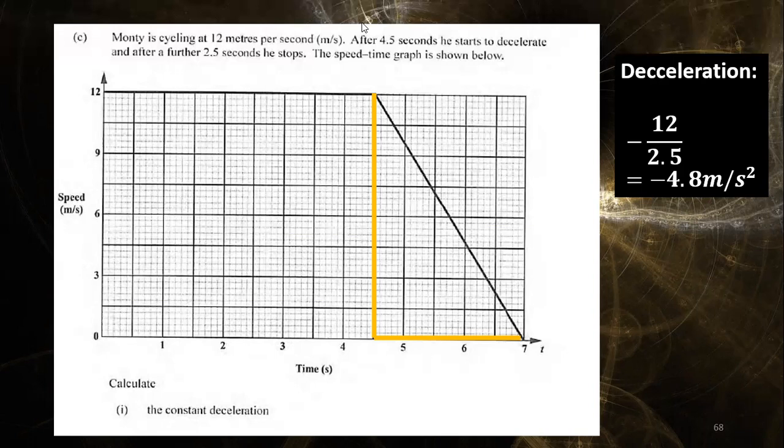Right, awesome. And don't forget, the gradient of a speed time graph is the acceleration or deceleration. In this case, it's the deceleration because, well, they say it, and the line slopes to the left. If the line was sloping this way to the right, then it would have been an acceleration. But in this case, it's a deceleration. Let's move on.